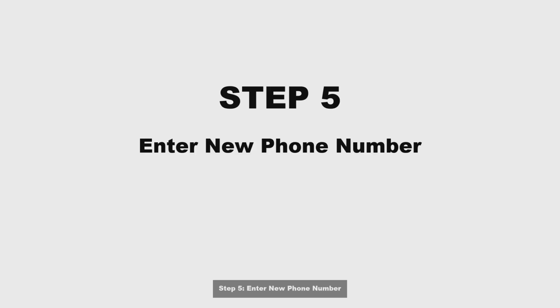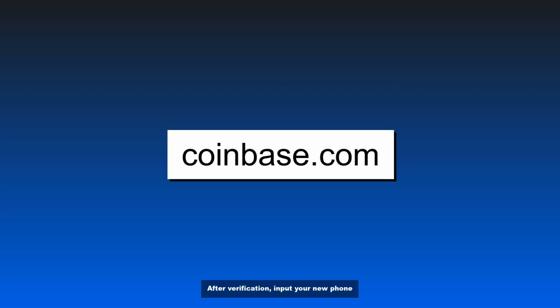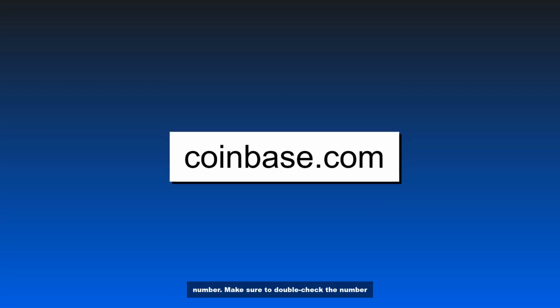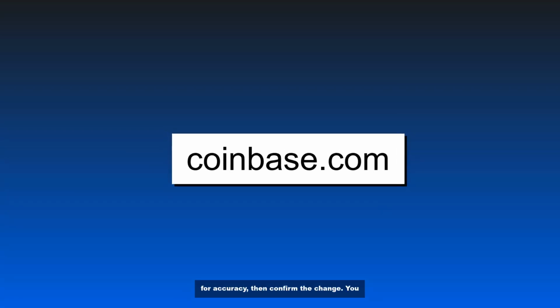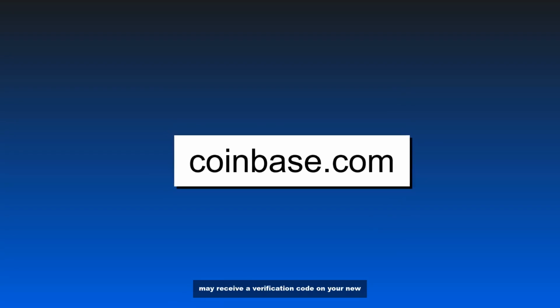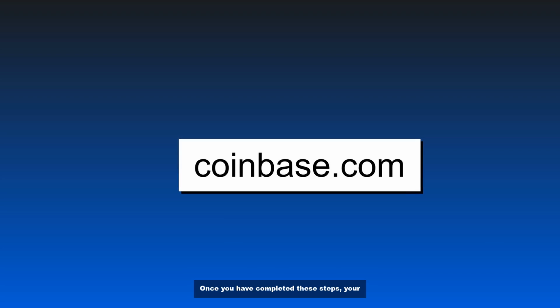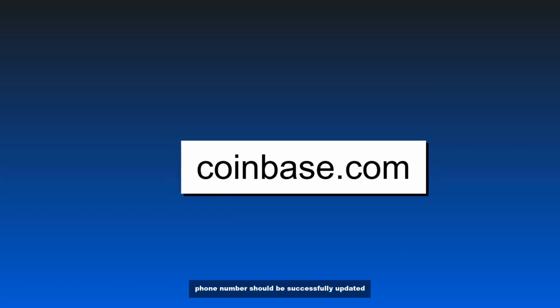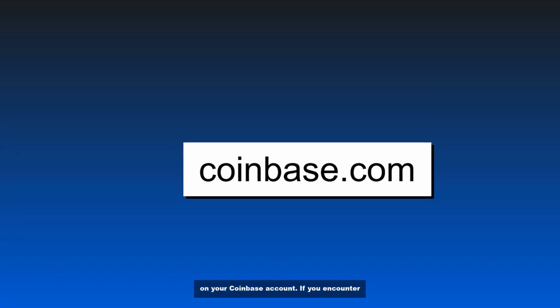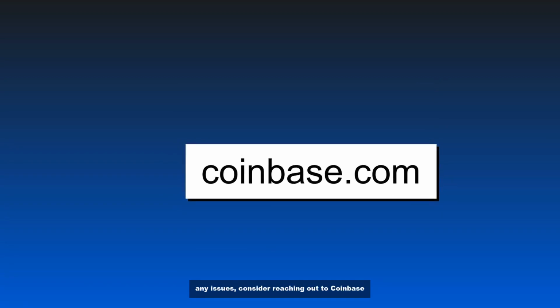Step 5. Enter new phone number. After verification, input your new phone number. Make sure to double-check the number for accuracy, then confirm the change. You may receive a verification code on your new number to finalize the update. Once you have completed these steps, your phone number should be successfully updated on your Coinbase account. If you encounter any issues, consider reaching out to Coinbase support for assistance.